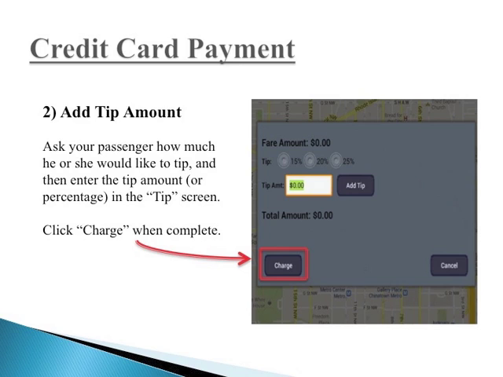When you click the Credit Card button, your TaxiRadar program will display a tip amount screen, pictured in this video at right. When the tip amount screen appears, ask your passenger the amount they would like to tip and complete the tip screen. Once the tip has been entered, click the Charge button. The Charge button is indicated by the red arrow and box on this video screen.